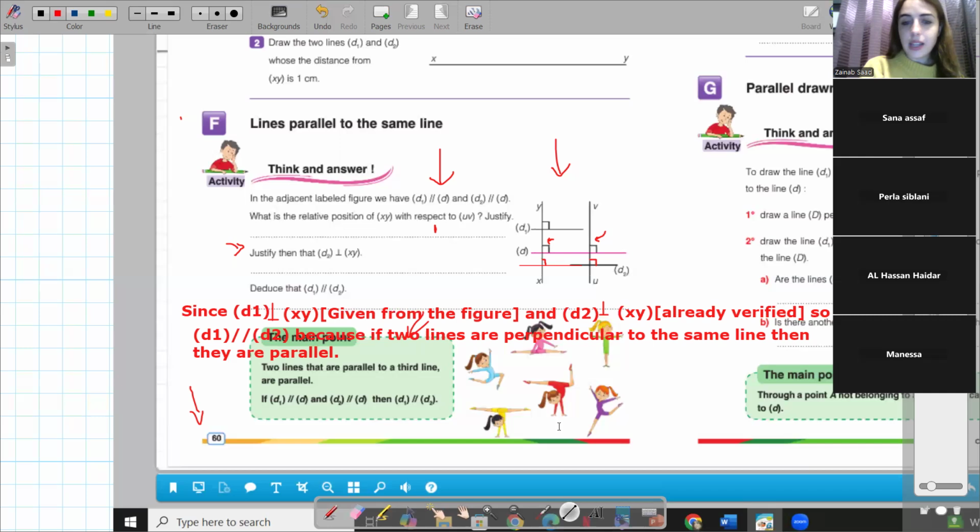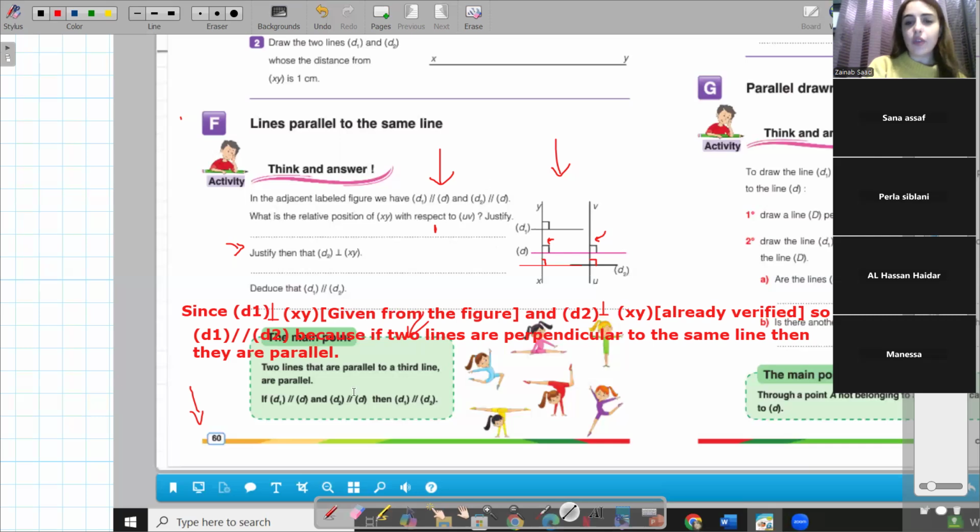Please, Manessa, read for us the rule, the main point. Two lines that are parallel to a third line are parallel. If D1 is parallel to D and D2 is parallel to D, then D1 is parallel to D2. Excellent. So this is what we were talking about.